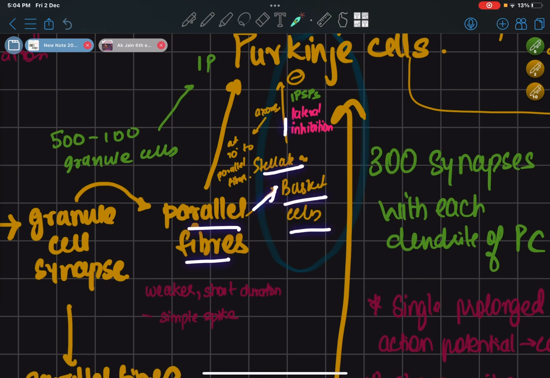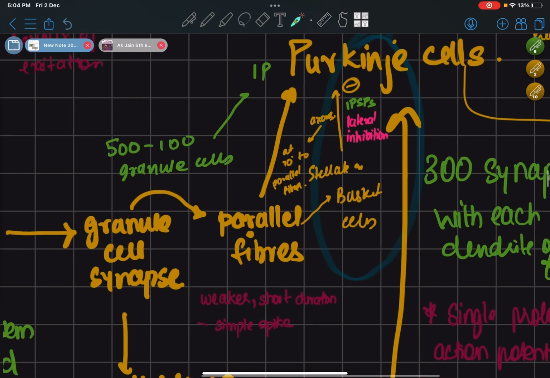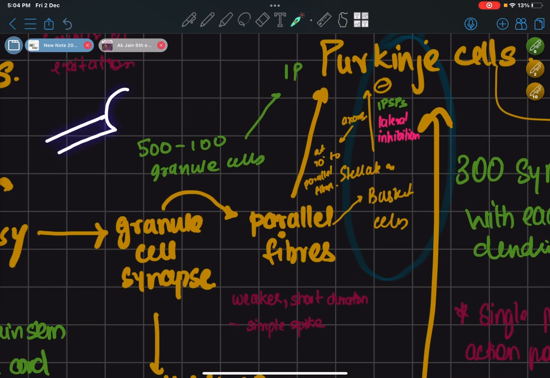These stellate and basket cells release IPSPs, or basically inhibit the Purkinje cells. So you see some of the parallel fibers are actually exciting the Purkinje cells, whereas the ones coming from the stellate and basket cells are inhibiting the Purkinje cells, right? If these are the parallel fibers supplying the stellate and basket cells, the axons from the stellate and basket cells will be at 90 degrees to the parallel fibers. So that is also one of the points.